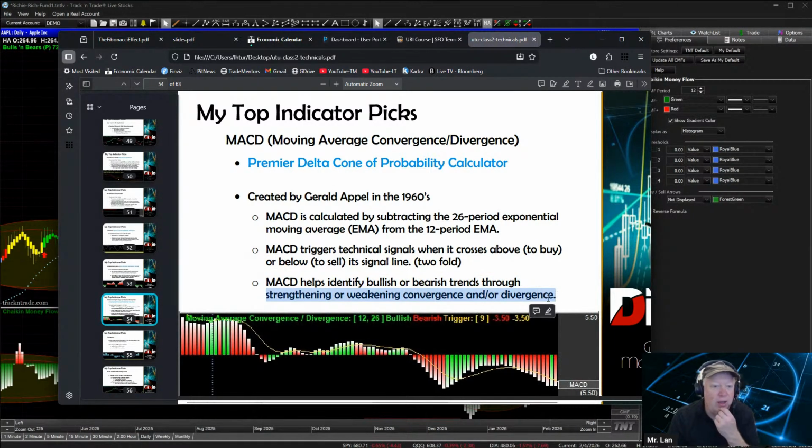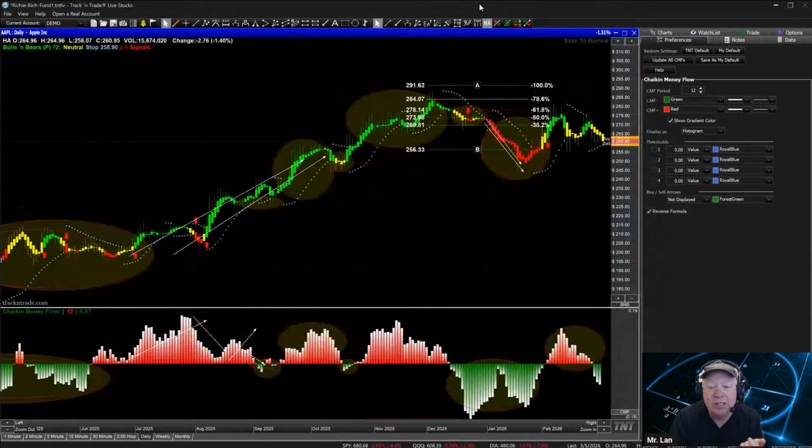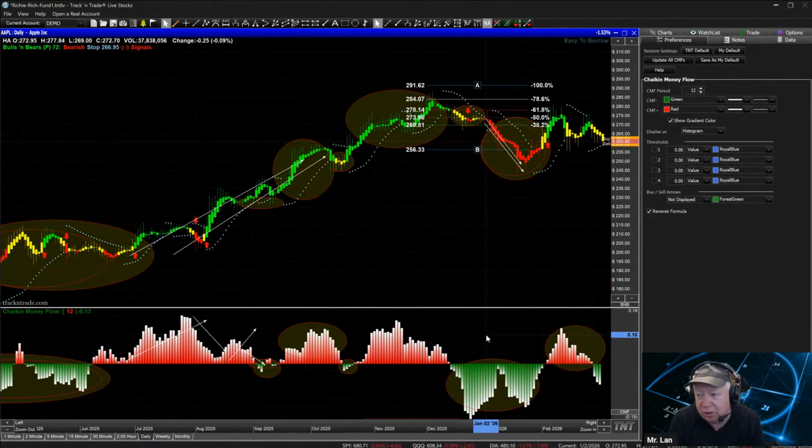So I'm going to show you how that works. So we're going to come over here. It's basically the same thing as some of these other tools, but it has an extra couple of components to it that we really like. So we're going to take the MACD.